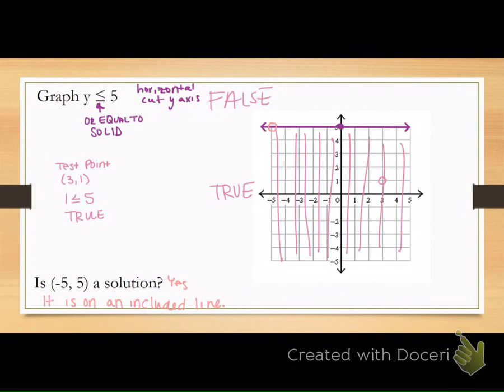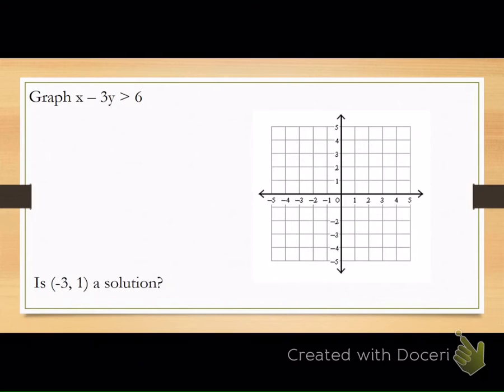All right. The next one, we have to put into slope-intercept form. So, Jana, what would you do first to get that into slope-intercept form? Then what, Jana? Guys, if we divide by a negative, we must flip the sign. We have to flip that inequality.